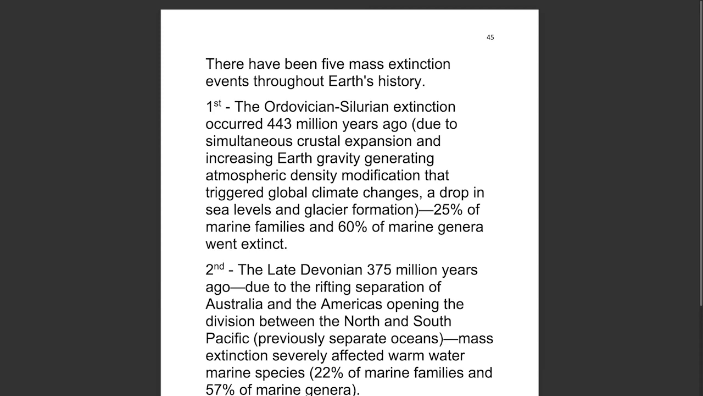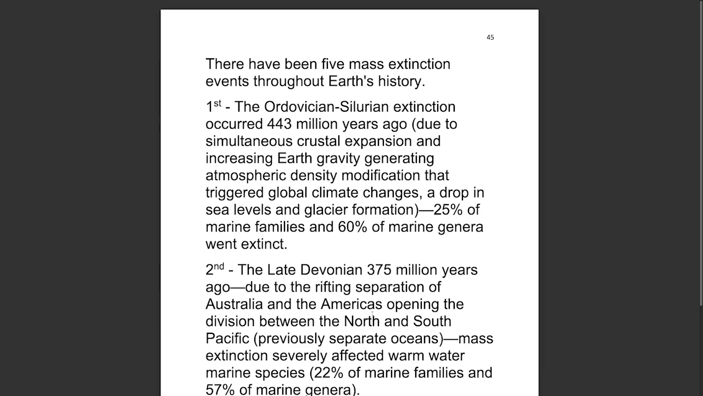So the first big extinction was the Ordovician Silurian extinction, which occurred about 443 million years ago. This was due to simultaneous crustal expansion, increasing Earth gravity generating atmospheric density modification changes that triggered global climate changes, and a drop in sea levels and glacier formation. This caused 25% of marine families and 60% of marine genera to go extinct.